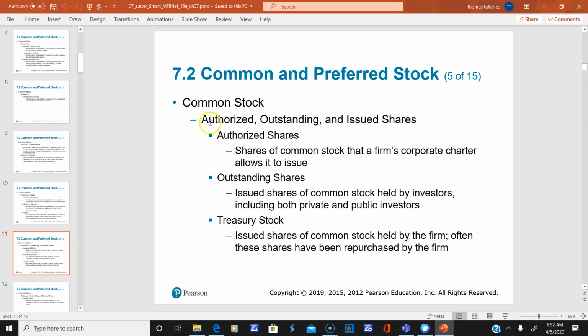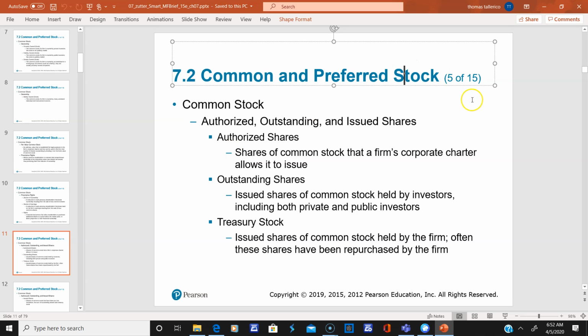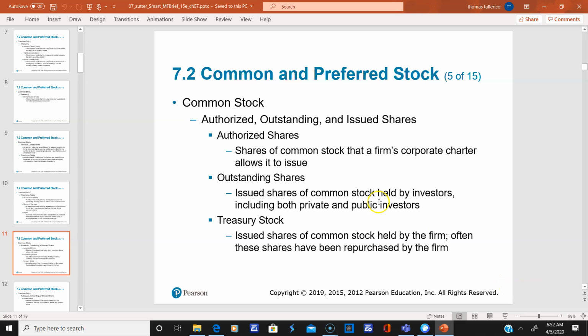All right, so this term is important here. There's three words here: authorized, outstanding, and issued shares. All three of these are real important, and I suggest you understand and study these and read the chapter in your book on these. So authorized shares are shares of common stock that a firm's corporate charter allows it to issue. Outstanding shares are shares that are issued out to the public, okay? And treasury stock is when a company actually rebuys the shares back and they're holding it, okay? So basically there's three terms here, and these three terms are important, okay? So it's authorized shares, outstanding shares, and treasury stock shares.